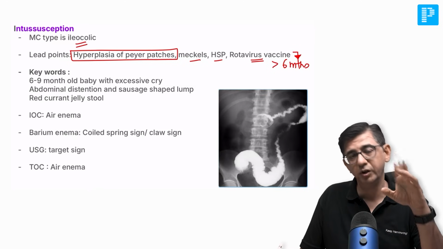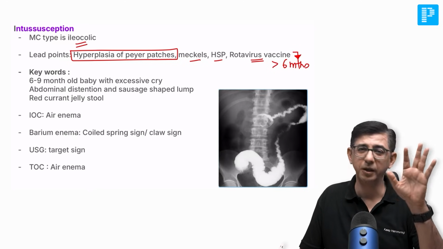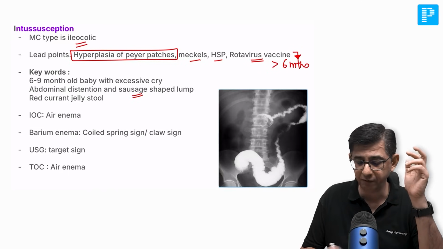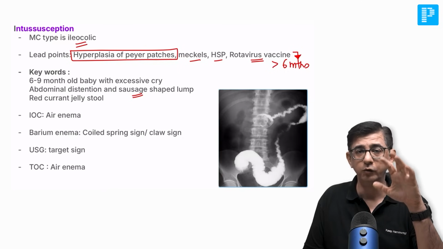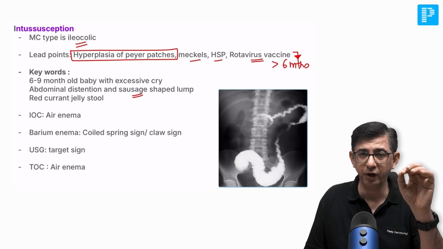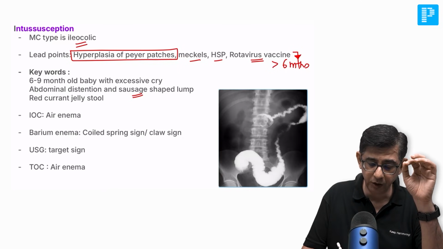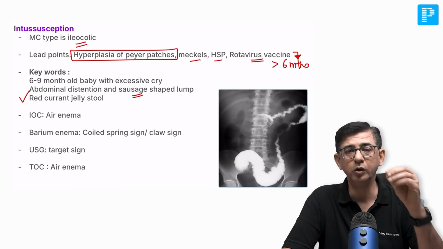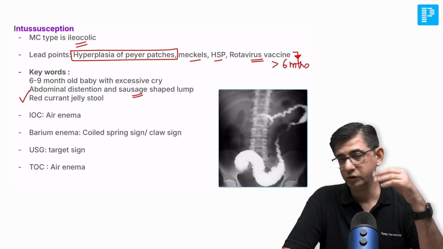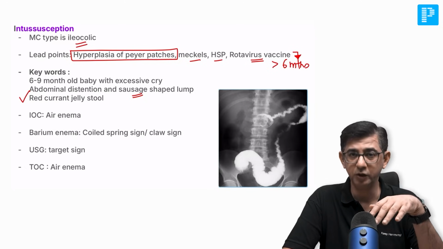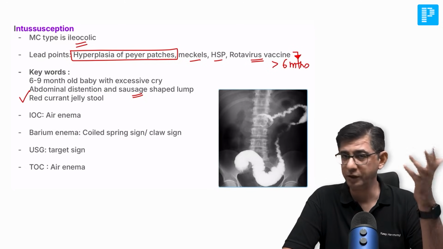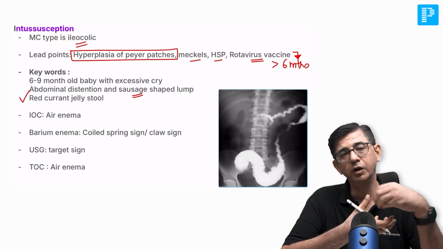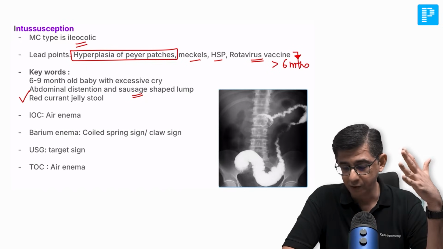Then the classical word: 6 to 9 month old baby, excessive cry. Because he's crying, sometimes you may not be able to feel that sausage shaped lump, but what will always be written will be tummy distension and red currant jelly stool. That is the key word for the question. 6 to 9 month old baby, put on complementary feeding. You have also started cereals, so there is hyperplasia of the Peyer's patches. The cereals word will not be written, hyperplasia of Peyer's patches will not be given. But the reason for why there is telescoping of one part of the bowel into another is what I'm trying to explain to you.